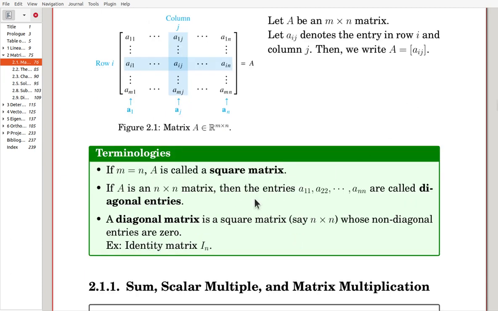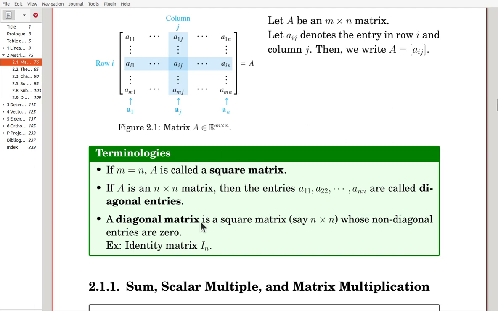Here we have terminologies. If m is the same as n, then the matrix A is called a square matrix, because the number of rows and number of columns are the same, so it looks like a square. If A is an n by n matrix, a square matrix, then the entries A11, A22, up to Ann are called diagonal entries. Once m and n are the same, then along the main diagonal, the entries are called diagonal entries.